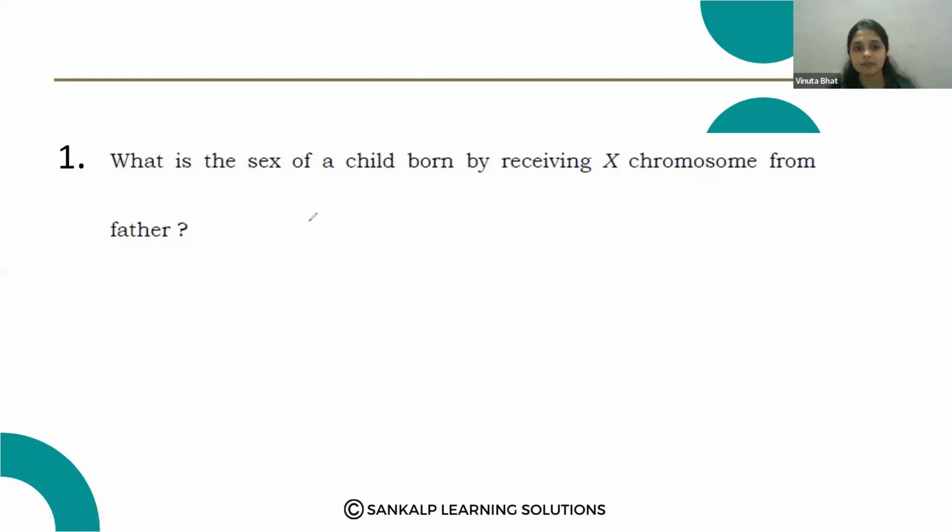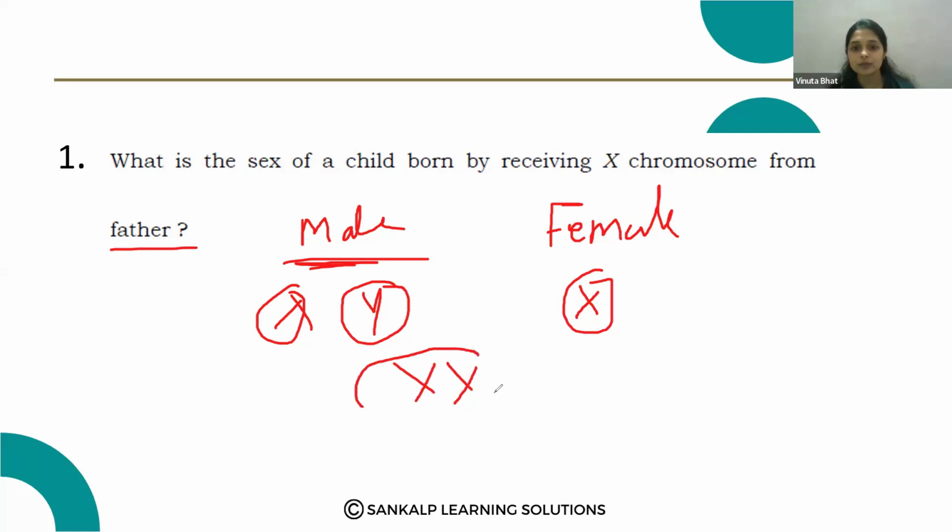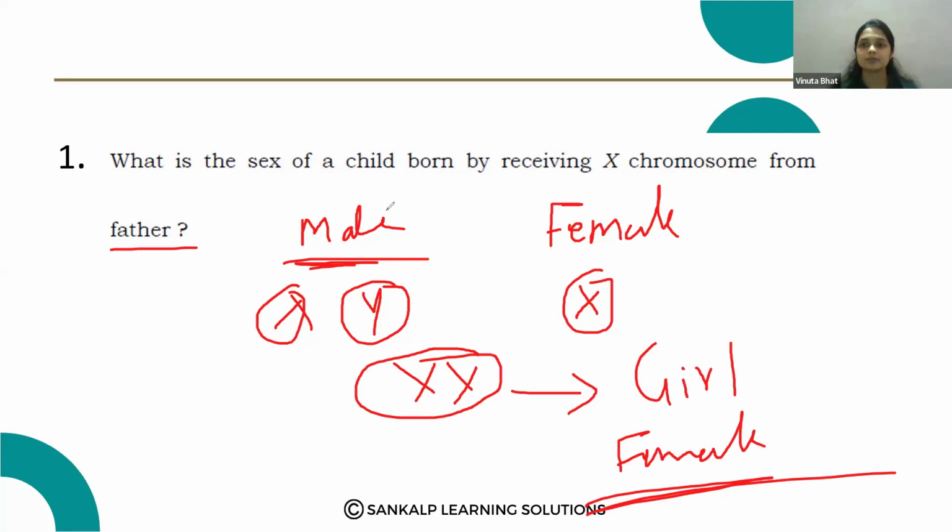Here, male gametes, so sperms, have either the X or Y chromosome. Okay, either the X chromosome or the Y chromosome. Female's egg always contains the X chromosome. So the X chromosome from the father, that is, the X chromosome from the sperm, fuses with the X chromosome from the mother, the sex of the child will be girl, or right, female. The sex of the child will be female.